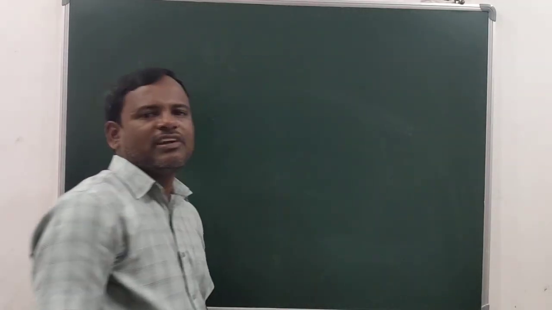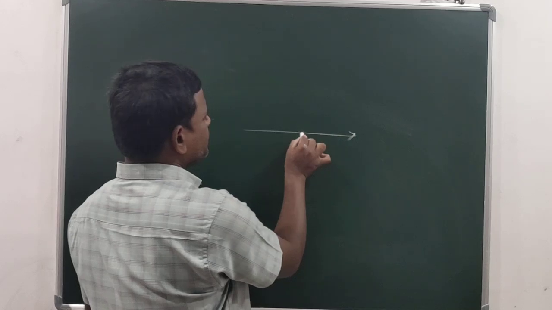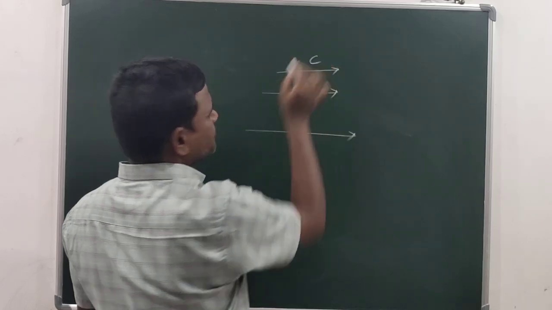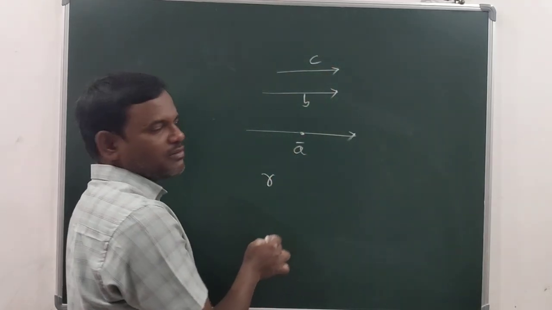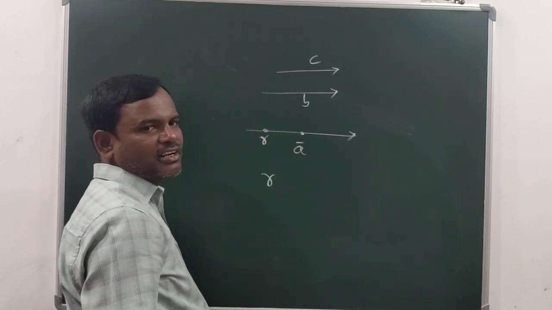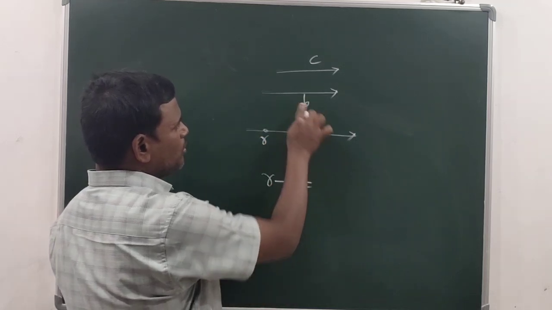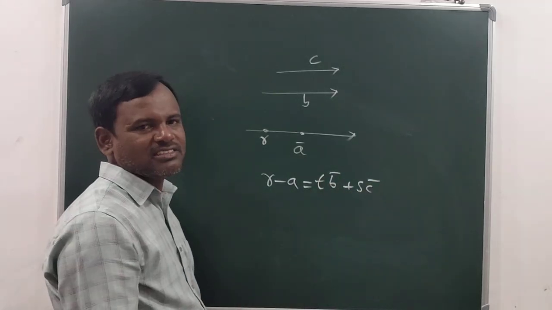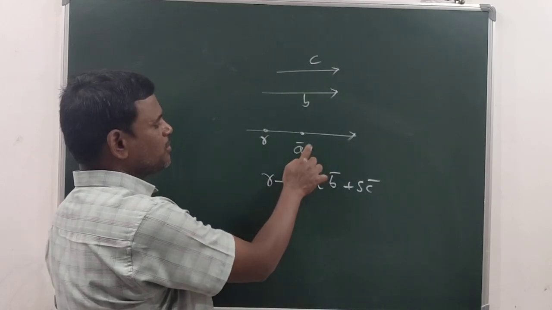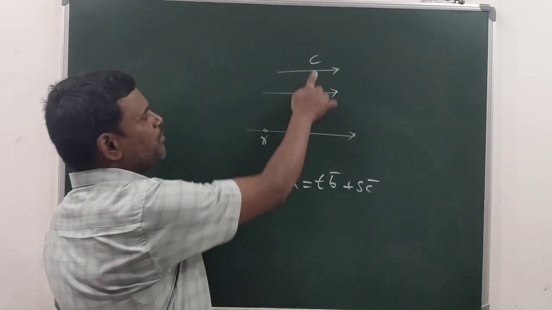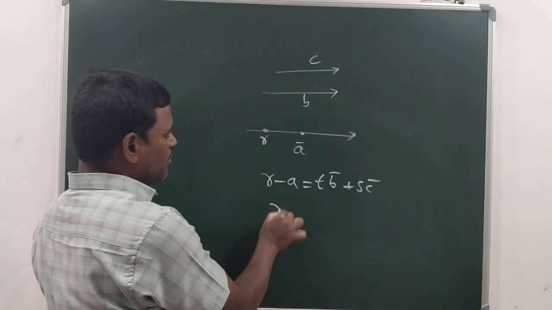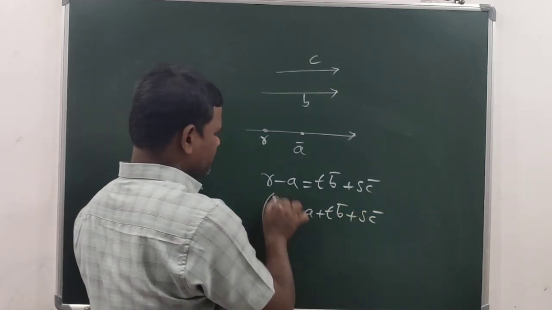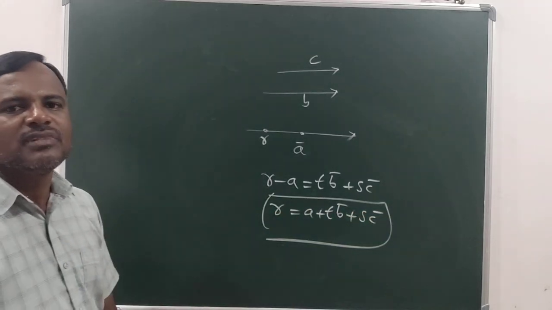And find the equation of a vector which is passing through A and parallel to B and C. In this case, same as the previous one, take any resultant vector R. R minus A bar equals T B bar plus S C bar, where T and S are any scalars, because this is our required vector which is passing through A bar and is parallel to B and C. So use this formula. Transfer A to the right side: R equals A plus T B bar plus S C bar. This is our required vector equation.